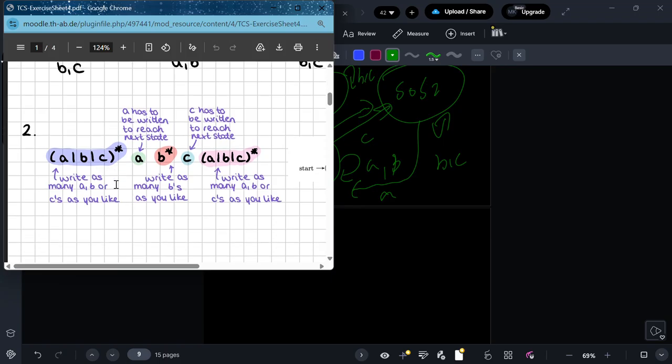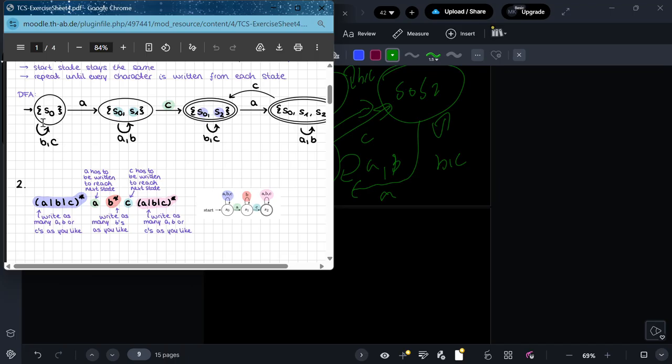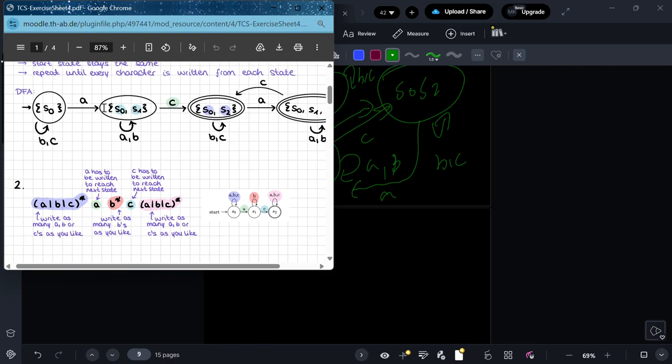And a regular expression looks something like this, where A, B, C are a choice. You can do B, C, or A. Write as many A, B, C's as you like. So B, C, B, C, B, C, and A. Then you must do an A. This is the must-do A phase. Then as many combinations of A has to be written to reach the next state. Then B are infinite.